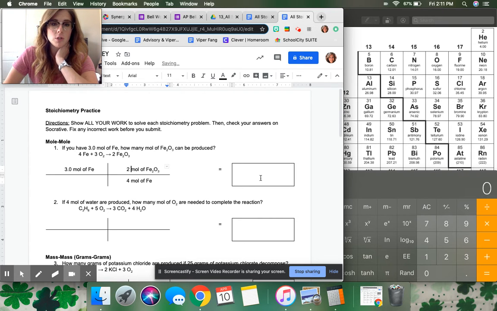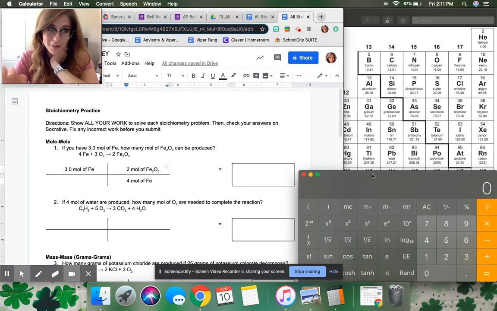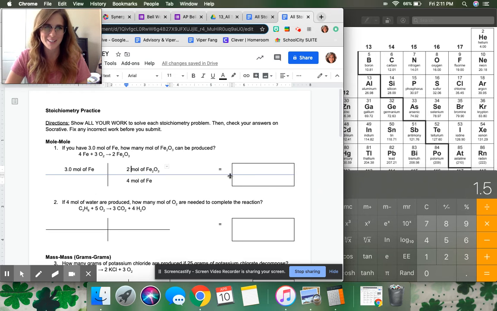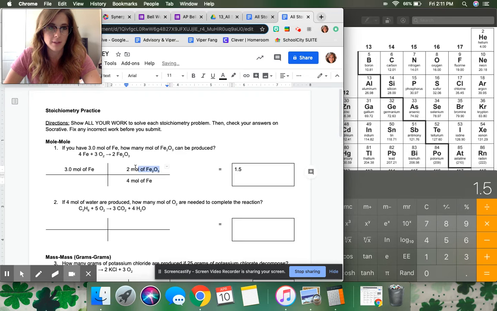To answer the question, I multiply the numbers that are across from each other, and I take that top value and divide by the bottom number. I could actually do this in my head. You can click on that calculator and type it in, but 3 times 2 is 6, divided by 4. Okay, maybe I can't do it in my head. 6 divided by 4 is 1.5, right? Okay, it's the end of the day. Give me a break. So I know my answer is going to be 1.5, and the answer is going to be in the very last unit that I converted to, and that last unit is moles of iron oxide.